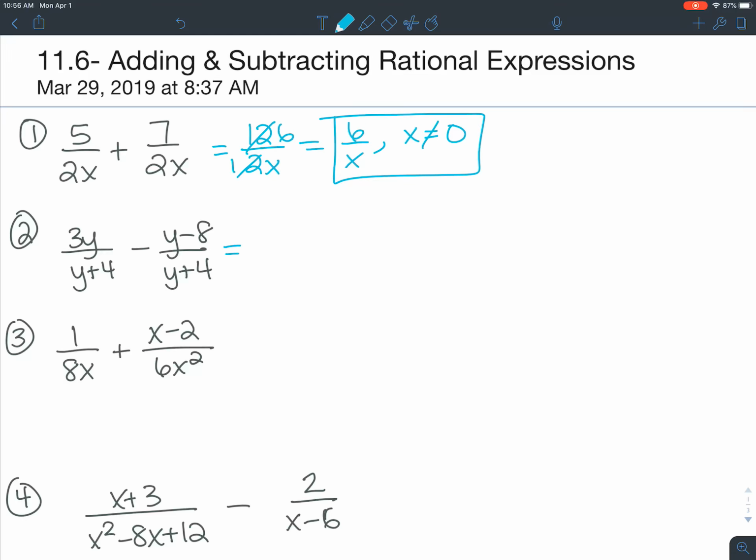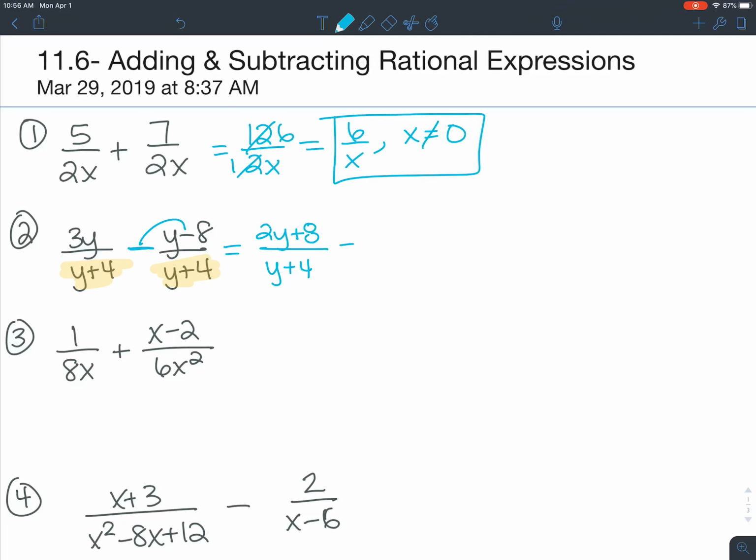This problem also has common denominators, so I just get to keep that denominator the same because we're still talking about y plus 4. And then I'm going to say 3y minus y is 2y. And then this negative also gets distributed to that negative 8, so then it's now plus 8.